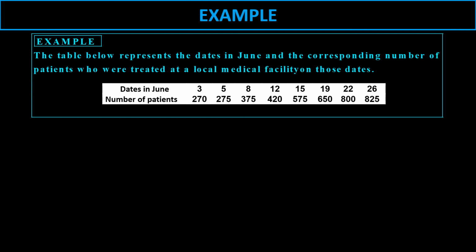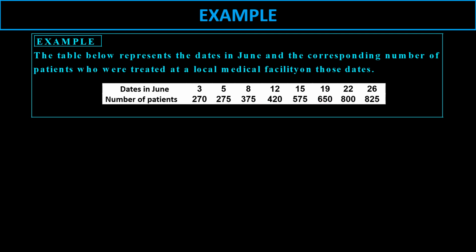Let's take the example here. The table below represents the dates in June, the month of June, and corresponding number of patients who were treated at a local medical facility on those dates. So there I've got, as you can see, 8 dates here. And then we have the corresponding number of patients who visited that facility there. So on 3rd of June, there were 270 patients. On the 19th of June, there were 650, etc.